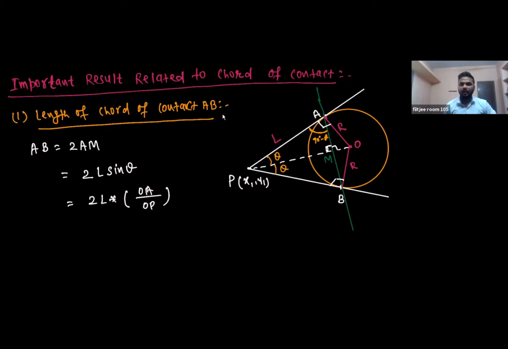In triangle PAO, sin theta value I can say OA divided by OP. So 2L into OA. OA value is how much? R. OP value is how much? Square root of R square plus L square. That means our answer, I will get 2RL divided by R square plus L square.